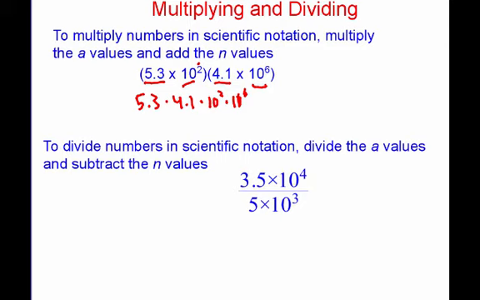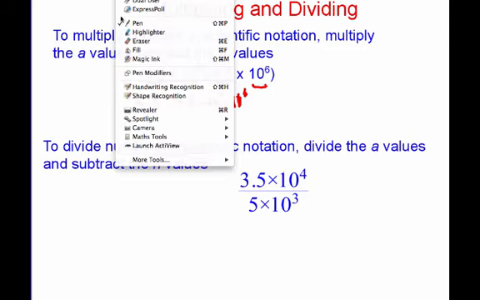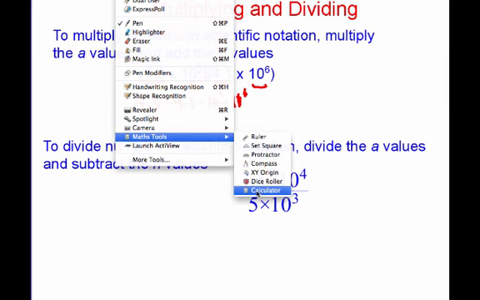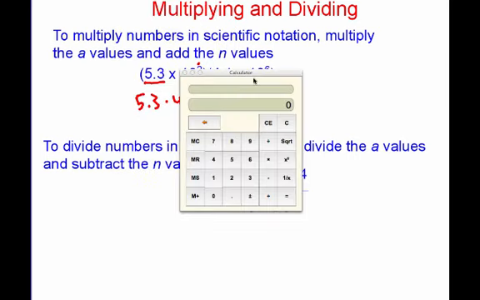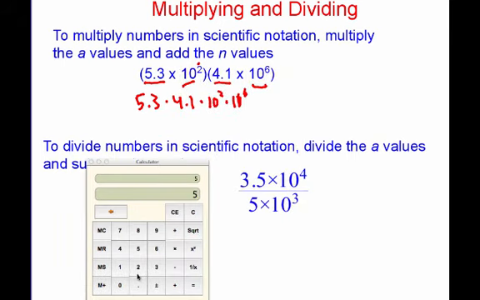Well, now we could just do our multiplying here. I just use the commutative property to rearrange them. I have no idea what 5.3 times 4.1 is, so I'm not going to do that in my head. 5.3 times 4.1, that's 21.73. And then remember, when I multiply numbers raised to powers, I add the exponents. So that's 21.73 times 10 to the 2 plus 6, which is 8.